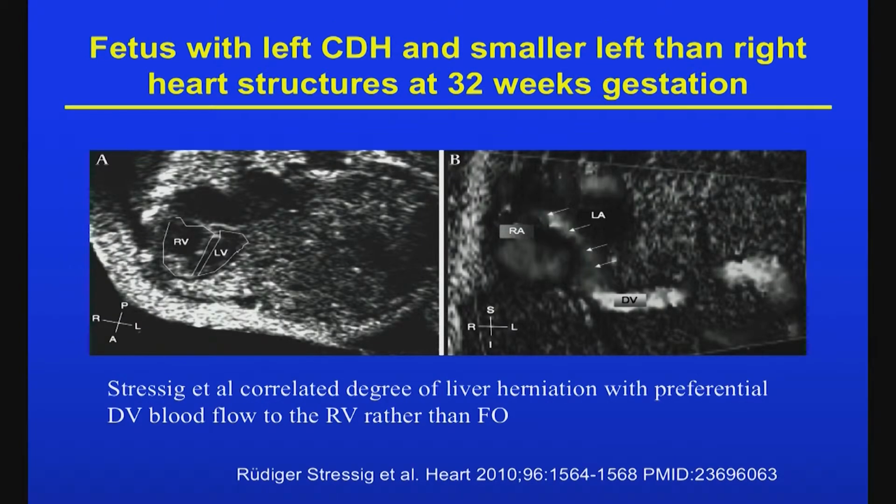Rüdiger Stressig probably did some of the most interesting studies on this, by fetal studies. And he correlated the degree of liver herniation with preferential ductus venosus blood flow to the right ventricle rather than to the foramen ovale. So in utero, the fetus is designed to have the better oxygenated umbilical venous blood shoot almost as a jet to the fossa ovalis and across into the left atrium. There are both rheology-related and anatomically related changes in the fetus that allow that to happen.